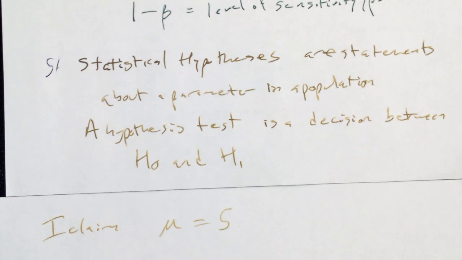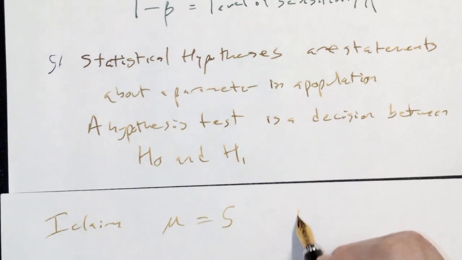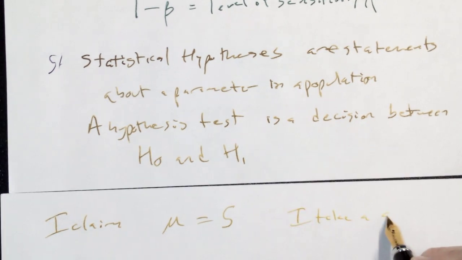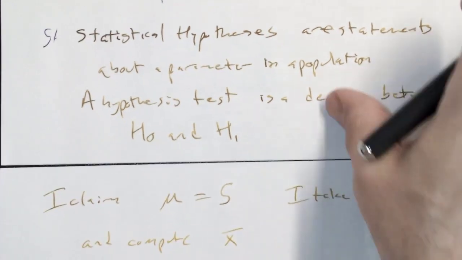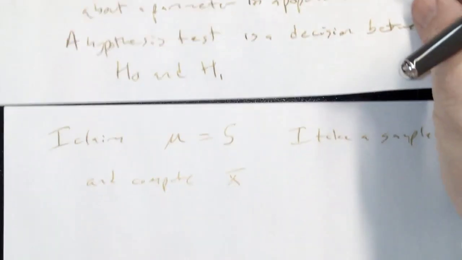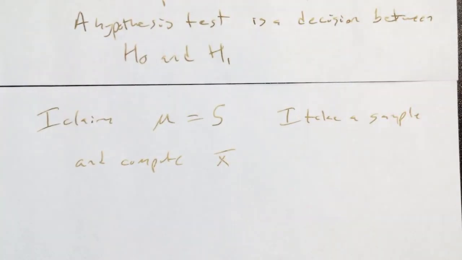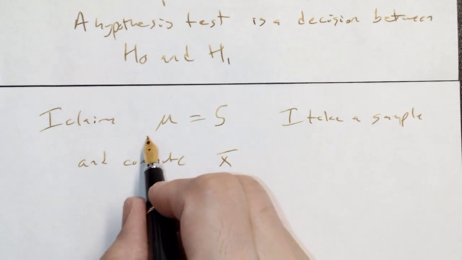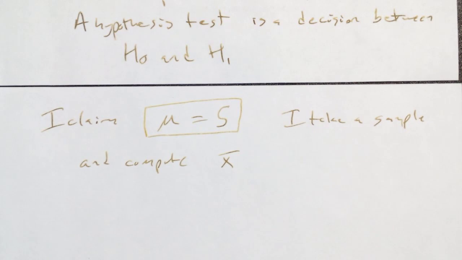Then I do a sample. And when I take the sample, I then get to do a computation. And the computation I get to do is the average for my sample. And now we ask the question, how close is close enough for me to accept or reject that hypothesis? Ah, there's my null hypothesis.